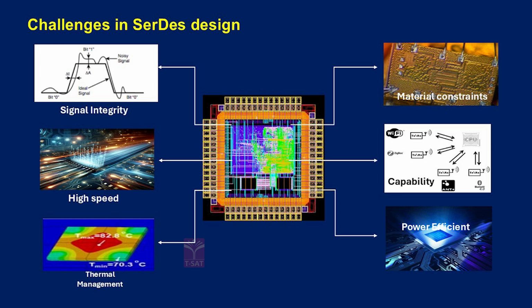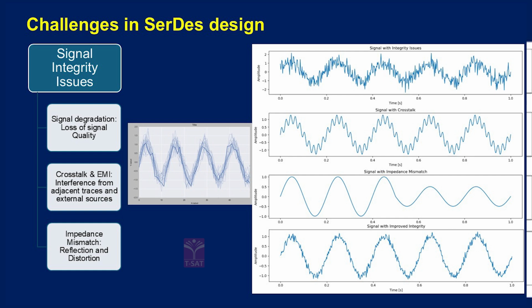Okay, so power efficiency, material constraints, and the capability of those devices, whether the devices can support that much speed. That's called capability. Now, signal challenges in Serdes design, signal integrity issues, right. Remember when we talked about Serdes, we talked about doing some kind of processing in the transmitter and in the receiver. Definitely there is a reason to do that processing. One of the reasons is signal integrity, so we need to make sure we are taking care of it.